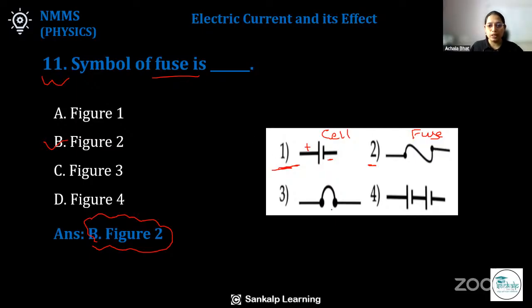Third one, this represents wire bridge. Here, two wires are not electrically connected. Fourth one, this is battery. Here, multiple cells are connected. This is battery. This is positive terminal and this is negative terminal. Therefore, the correct option is option B. Figure 2 is the symbol of fuse.